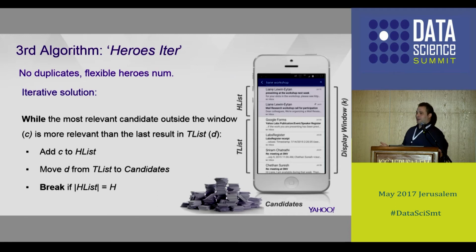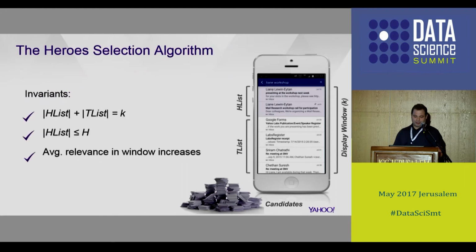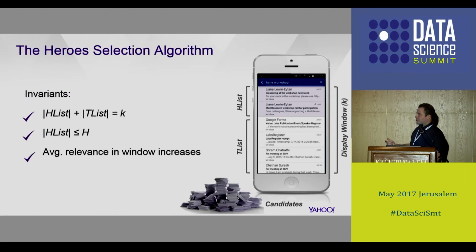And we stop when either that's not the case or when we fill out the whole allotted space for heroes. We're going to see some examples real quickly. But before that, in all of these algorithms, we always keep the window size k. So that means that whenever we choose a hero, the time-sorted list becomes smaller. Our heroes are always less than our limit. And every time we choose heroes, the average relevance in the window increases. So the results are more relevant, the quality grows.